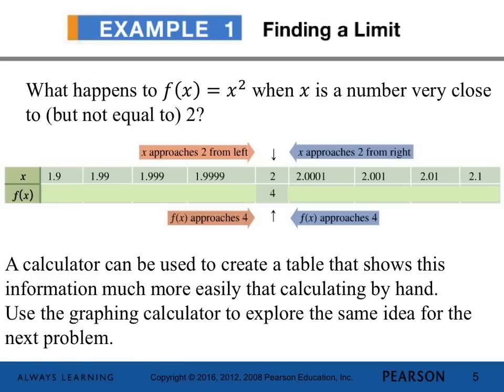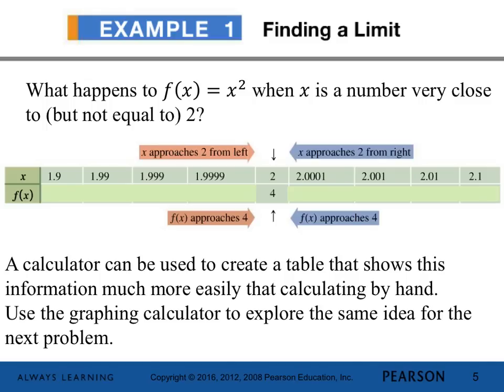says, suppose that we have a function, f of x equals x squared. You're probably fairly familiar with that function. F of x equals x squared is a parabola. It has its vertex at the origin, and it's a curve, not a straight line. So the first problem we're going to consider is what happens to f of x as x gets to be a number that's very close to, but not equal to, 2. We want to know what the limit of that function is as x approaches 2. That's the way we'll say it in calculus.